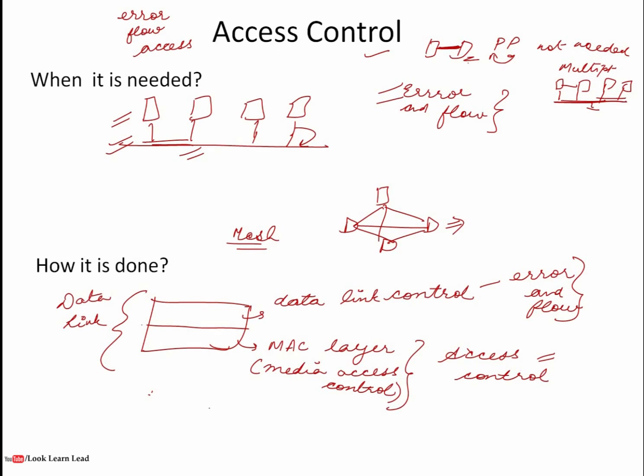But what if we have a single line and suppose four systems are connected to it? In this case, both layers would be needed. That is, access control is a must. So we will be further discussing some access control protocols.